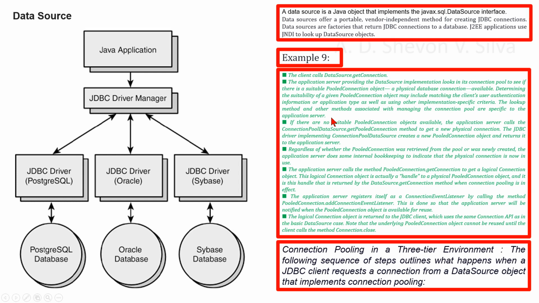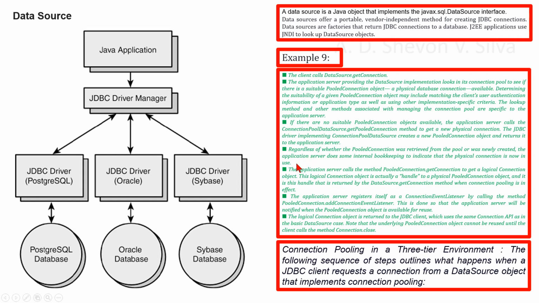Determining the suitability of a given PooledConnection object may include matching the client's user authentication information or application type, as well as using other implementation-specific criteria. The lookup method and other methods associated with managing the connection pool are specific to the application server. Then, if there are no suitable PooledConnection objects available, the application server calls the ConnectionPoolDataSource.getPooledConnection method to get a new physical connection. The JDBC driver implementing ConnectionPoolDataSource creates a new PooledConnection object and returns it to the application server.